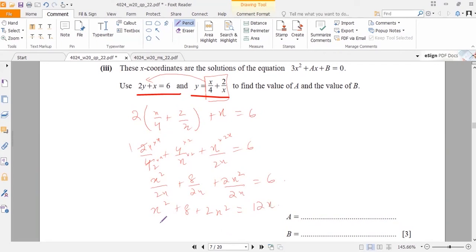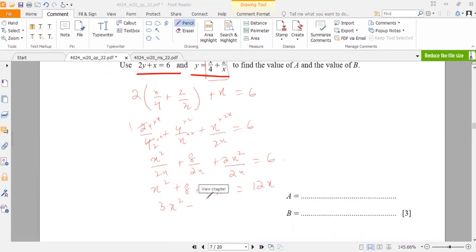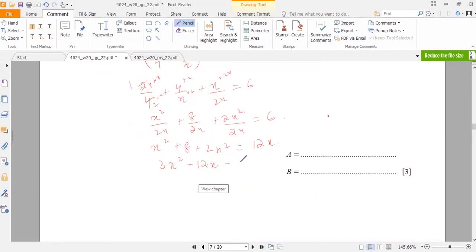So if I arrange the equation, it will be 3x squared minus 12x plus 8 equals 0. So the value of a is minus 12 and the value of b is plus 8.